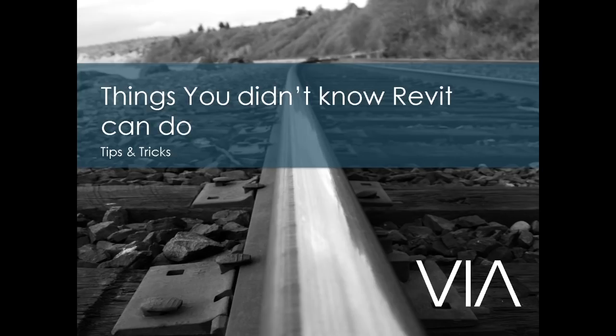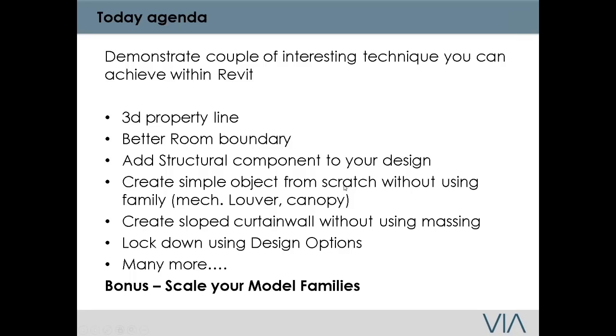All right, today we're going to talk about things you may not know Revit can do. So I'm going to do mostly demonstration. The first thing we're going to talk about is the 3D property line, and some other things we want to talk about are using room boundary, adding structural components to your design, and creating simple objects from scratch without using any family, for example, mechanical louvers and canopies.